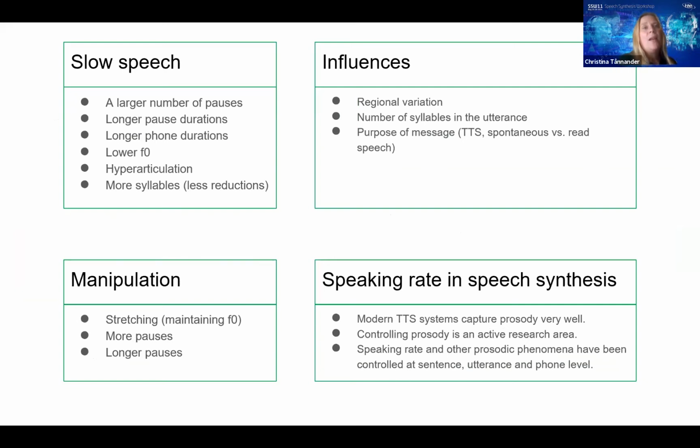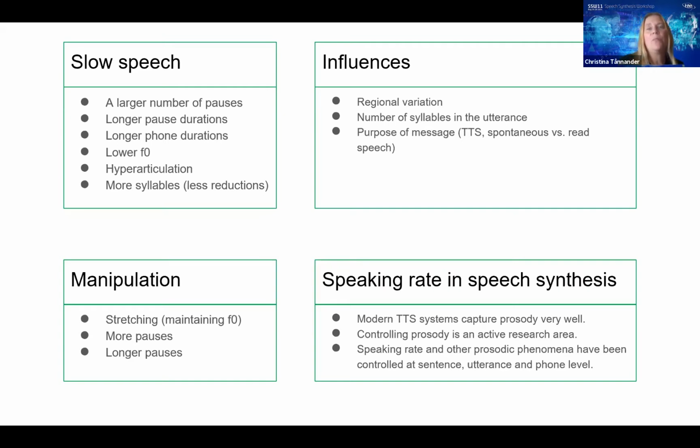Slow speech is typically characterized by a larger number of pauses, and the pause durations are longer, and so are the phone durations. F0 is typically lower, and the speech is hyper-articulated and contains more syllables than speech at a normal speaking rate or fast speech, because there are fewer reductions.